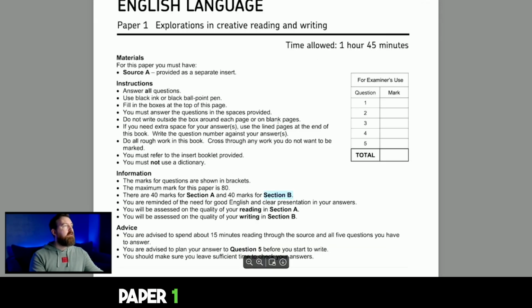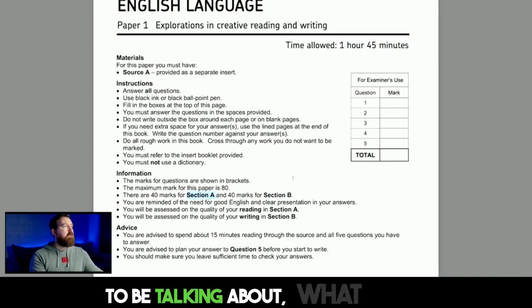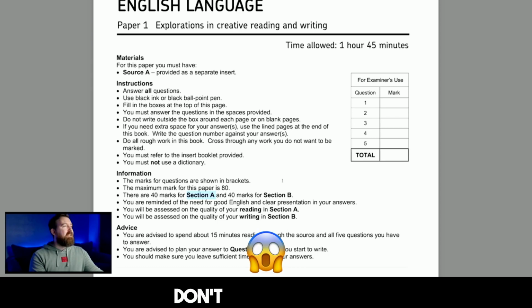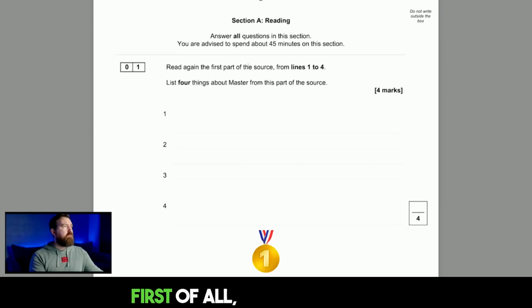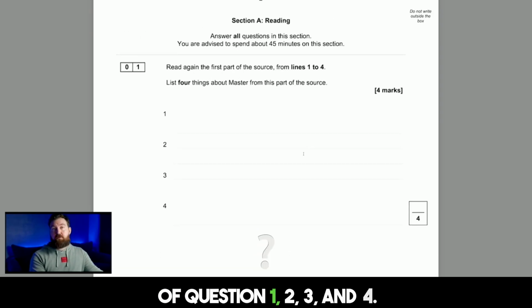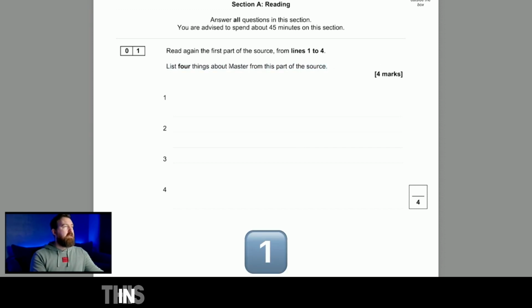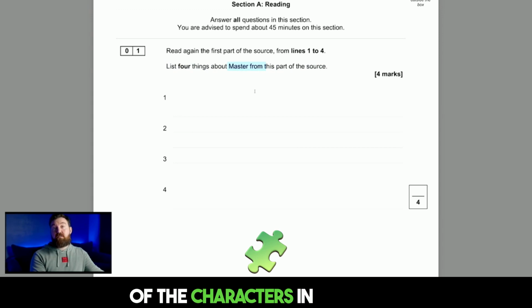Paper 1, hour and 45 minutes. For the section A that we're going to be talking about, what you want to do when you first get that exam paper in your hand, don't be that scared, it'll be fine. First of all, have a quick scan of question 1, 2, 3 and 4. So question 1 is always going to be list 4 things you learn about something, in this case the master, which is one of the characters in this piece.